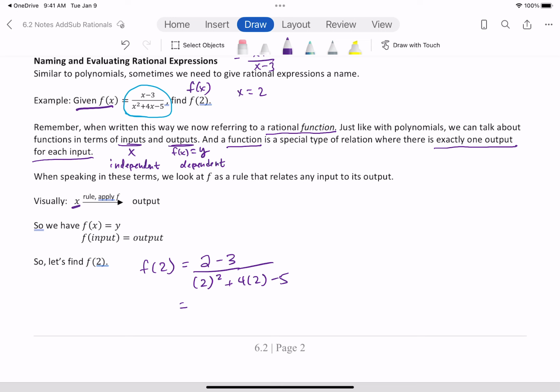So then we just need to simplify this. 2 minus 3 is negative 1. Then you can work that denominator out, or you can enter it into the calculator. I ended up with 7. Hopefully that came out correct. So to write this in function notation, that means for this particular rational function, if x is 2, the output that we get is negative 1/7.